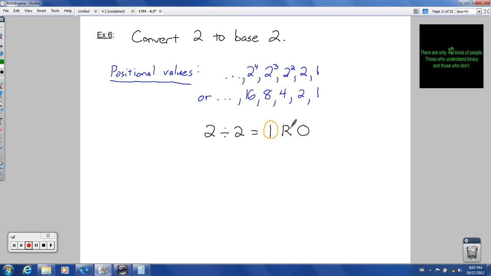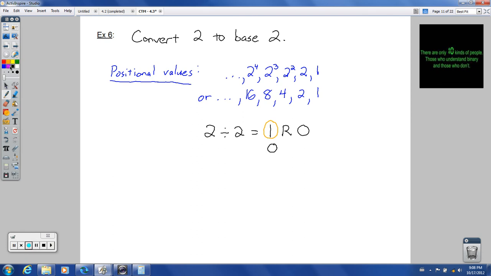Since it's the last one, I'm going to rewrite that down here. So this digit is that value, and then the next one is its remainder of 0. That takes the place of my 1's place, and this is my 2 to the first place, or just the 2 place. So this is my final answer.